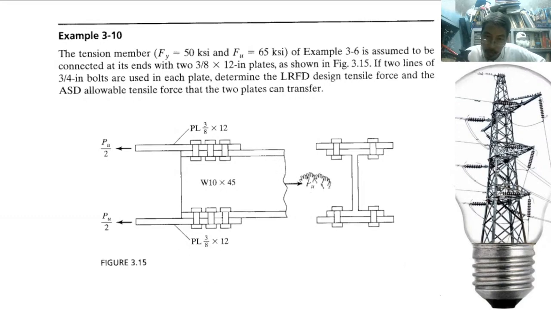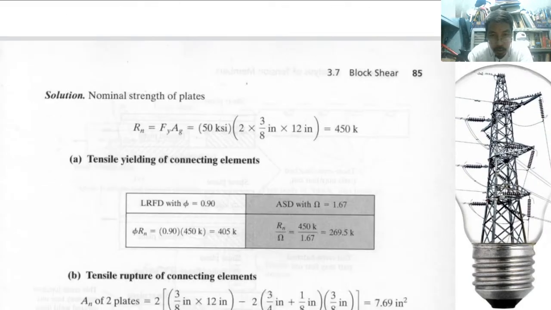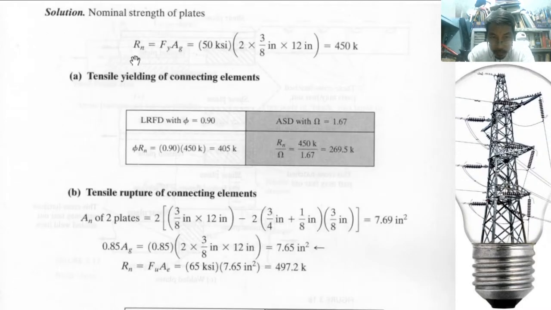So we have the ultimate. Usually we are showing nominal, but here it is showing ultimate tensile strength. So PU over 2, PU over 2. That will remain in static equilibrium, and because of that, we can proceed with the solution. So nominal resistance, the nominal strength of the plates.